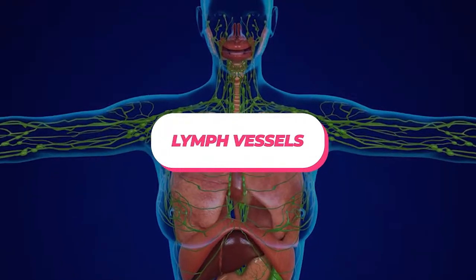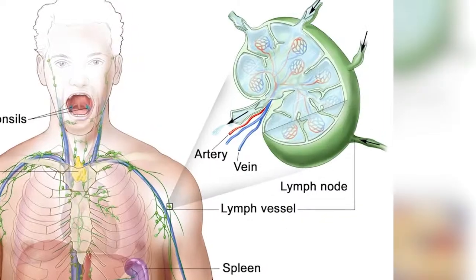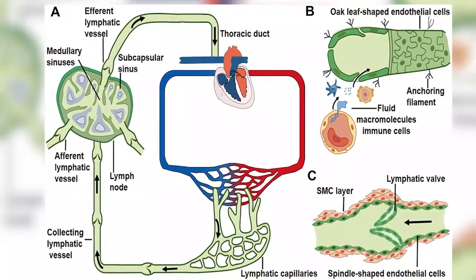Lymph vessels. The lymph vessels are a network of thin-walled vessels that run parallel to the circulatory system.